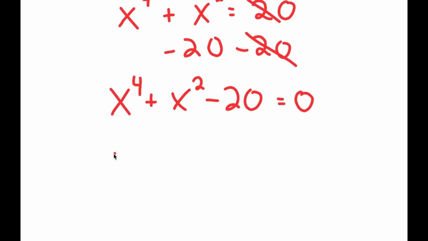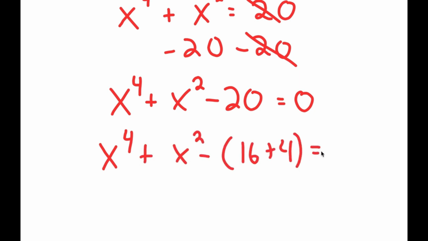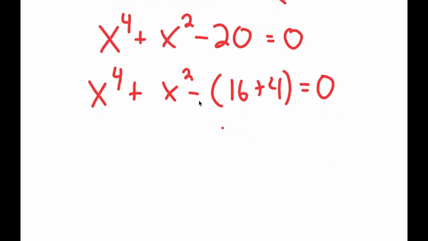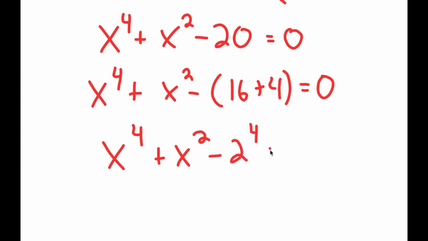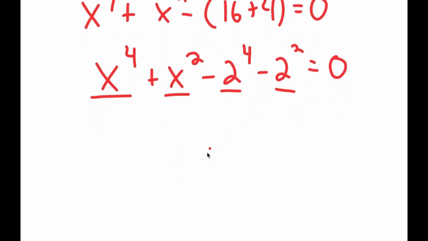So to solve this, what I'm going to do is rewrite this as x to the power of 4 plus x squared minus 16 plus 4. So I rewrote 20 as 16 plus 4. And the reason I did this is because negative 16 is the same thing as negative 2 to the power of 4, and negative 4 is the same thing as negative 2 squared. So now notice how I have something in the power of 4 and something in the power of 2, and they're both the same. Now I can put the powers of 4's together and the powers of 2 together.